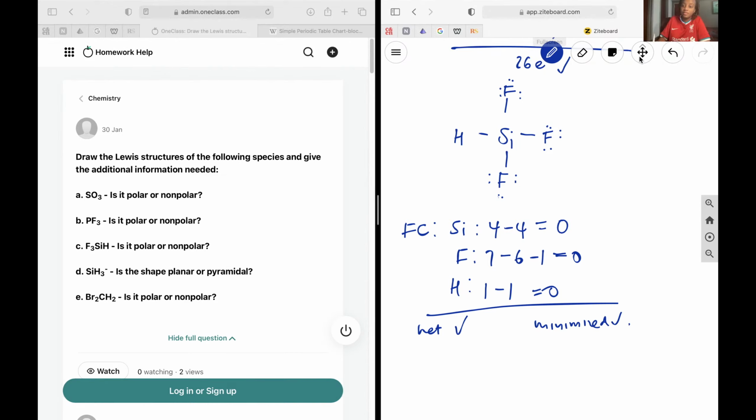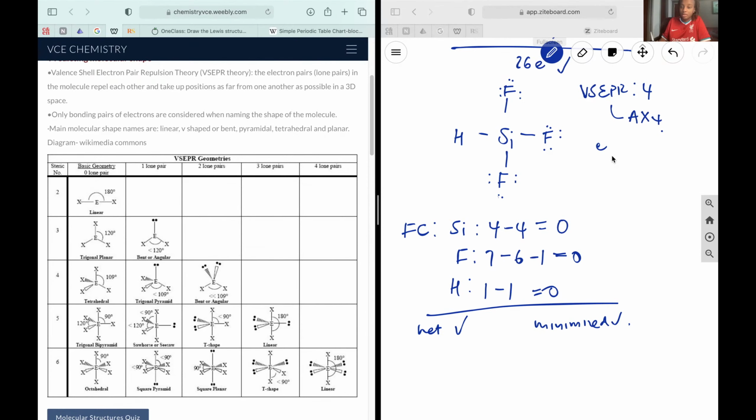Now I go on to my VSEPR theory. I need to find my steric number. So figure out how many terminal groups I have on my central atom. I have 4 bonding pairs. Its notation will be AX4. And that means that when I pull up the chart, my electron geometry is going to be tetrahedral. And so my molecular geometry, because I don't have any lone pairs. So just go to steric number of 4, 0 lone pairs, tetrahedral, tetrahedral.